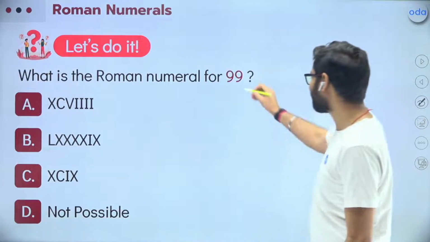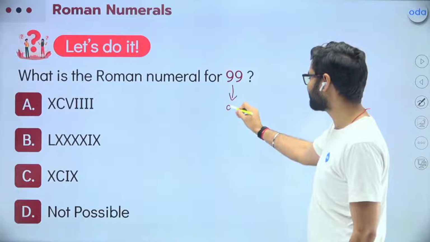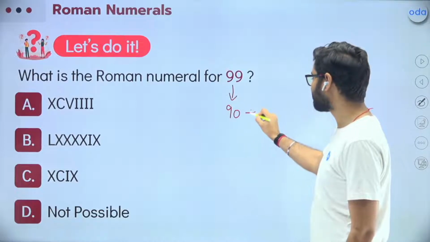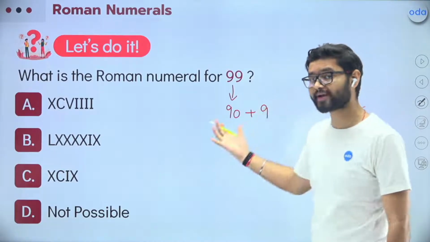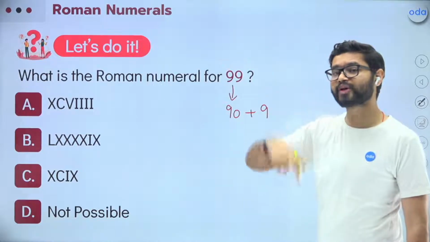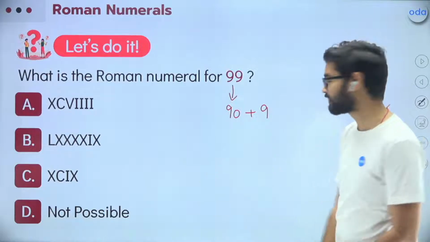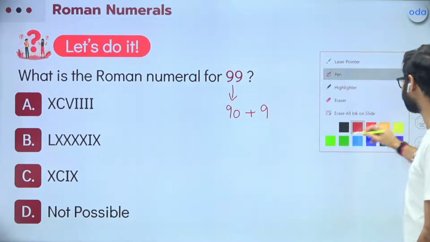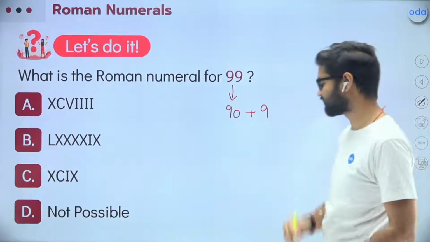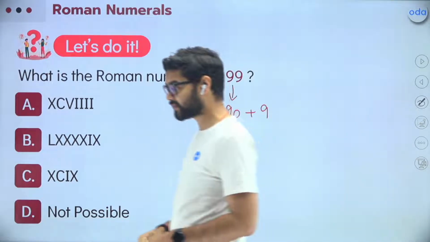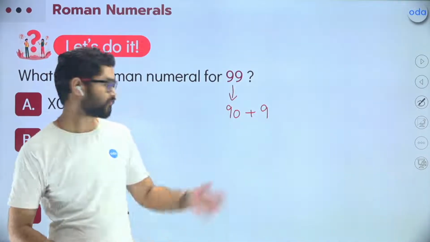99 I can write as 90 plus 9. The good part is you know how to write 9, but now you need to figure out a way to write 90. Give this a try. This is the last question for the session. In the next session, I will be bringing a new topic. Let's focus on this now.